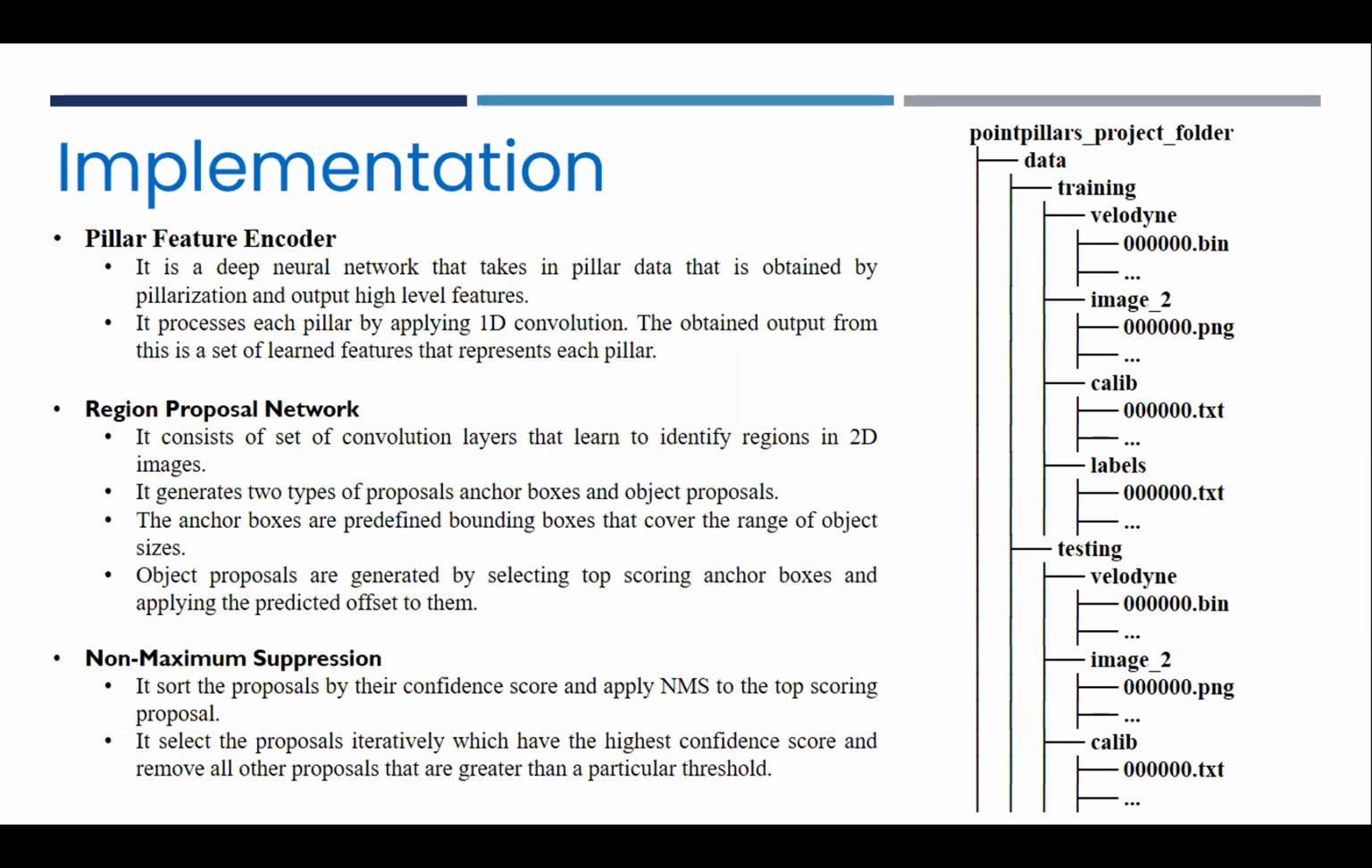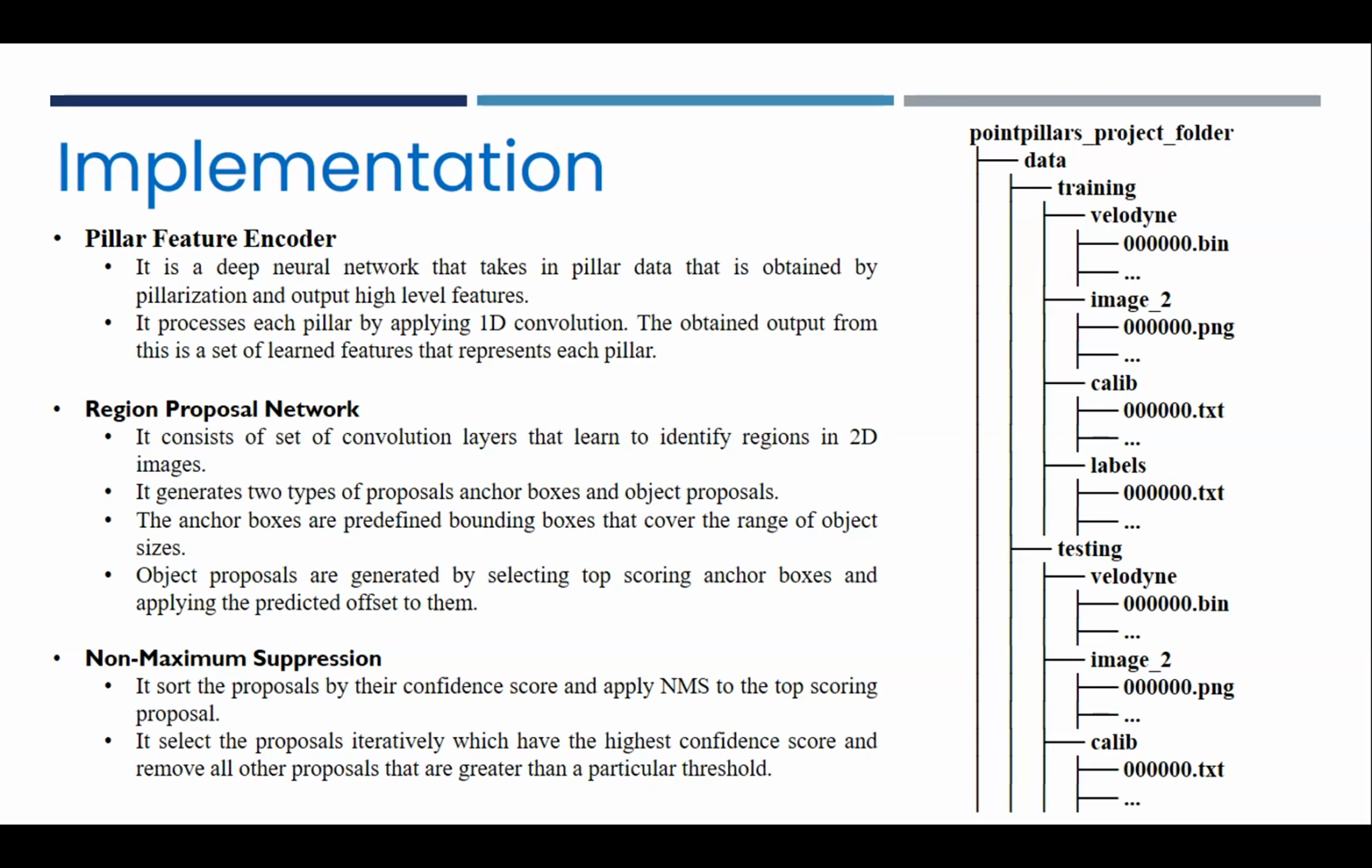So this is the implementation of the project. On the right side, in the picture, you can see how we have organized the data set. We have the training folder and the testing folder, and in each of them we have 4 different folders: Velodyne, which consists of LiDAR data; image_2, which consists of the camera data for the front of the vehicle; calib, the calibration data, which has the coordinates, like how much is the distance between the LiDAR and camera, and how it needs to be calibrated for that particular image.